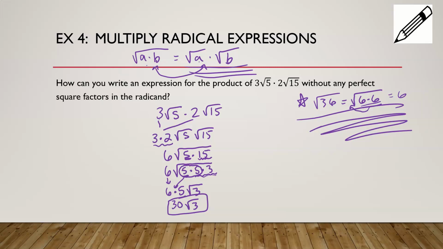rather than doing 5 times 15 and getting 75, I just kept it separate. Now you could have from here, just to show you, 6 root 5 times 15. I could have done 5 root 75. Okay, now if I did it this way, I would know that 75 is 25 times 3. I would have done 6 times root 25 times root 3. Root 25 is 5. I get the same thing either way.